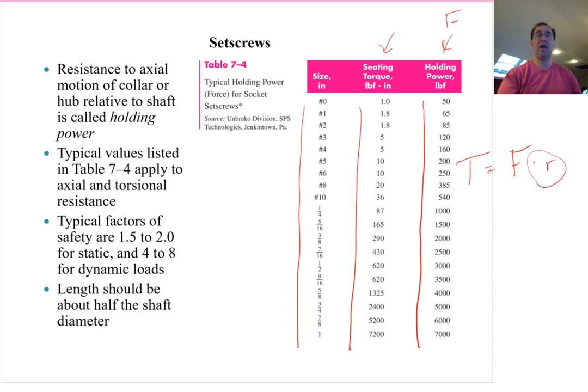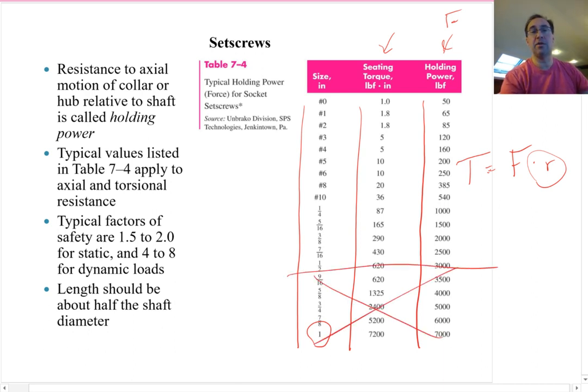Even 1 inch is getting into territory. I would say you want to keep this under 1/2 inch. If you have anything bigger than a 1/2 inch shaft, I wouldn't use a set screw. Otherwise, if you need a 1 inch shaft, that means you're transmitting torques through a 1 inch shaft, and these torques just aren't going to cut it for a 1 inch shaft. All right. And this already has a design factor in it. Let's see here.